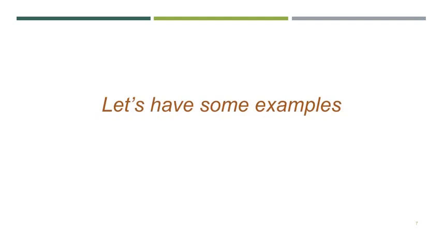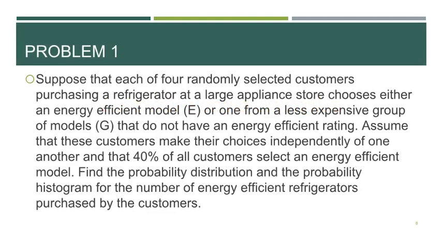To understand more the topic, let's try to solve the following problem. Suppose that each of 4 randomly selected customers purchasing a refrigerator at a large appliance store chooses either an energy-efficient model, E, or one from a less expensive group of models, G, that do not have an energy-efficient rating. Assume that these customers make their choices independently of one another and that 40% of all customers select an energy-efficient model. Find the probability distribution and the probability histogram for the number of energy-efficient refrigerators purchased by the customers.